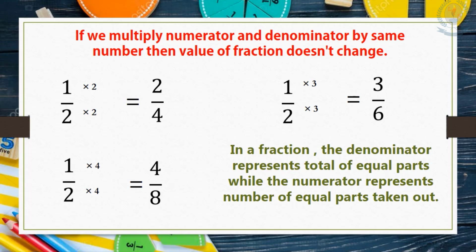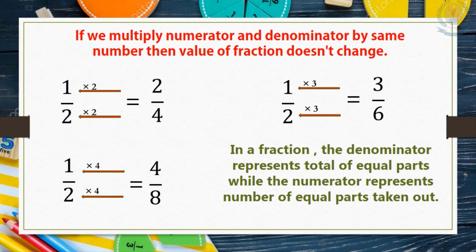If we multiply the numerator and denominator by the same number, the value of the fraction doesn't change. Look at the first one. 1/2. We have to multiply both numerator and denominator by the same number. So we multiply this fraction by 2. Then what is the answer? 2/4.